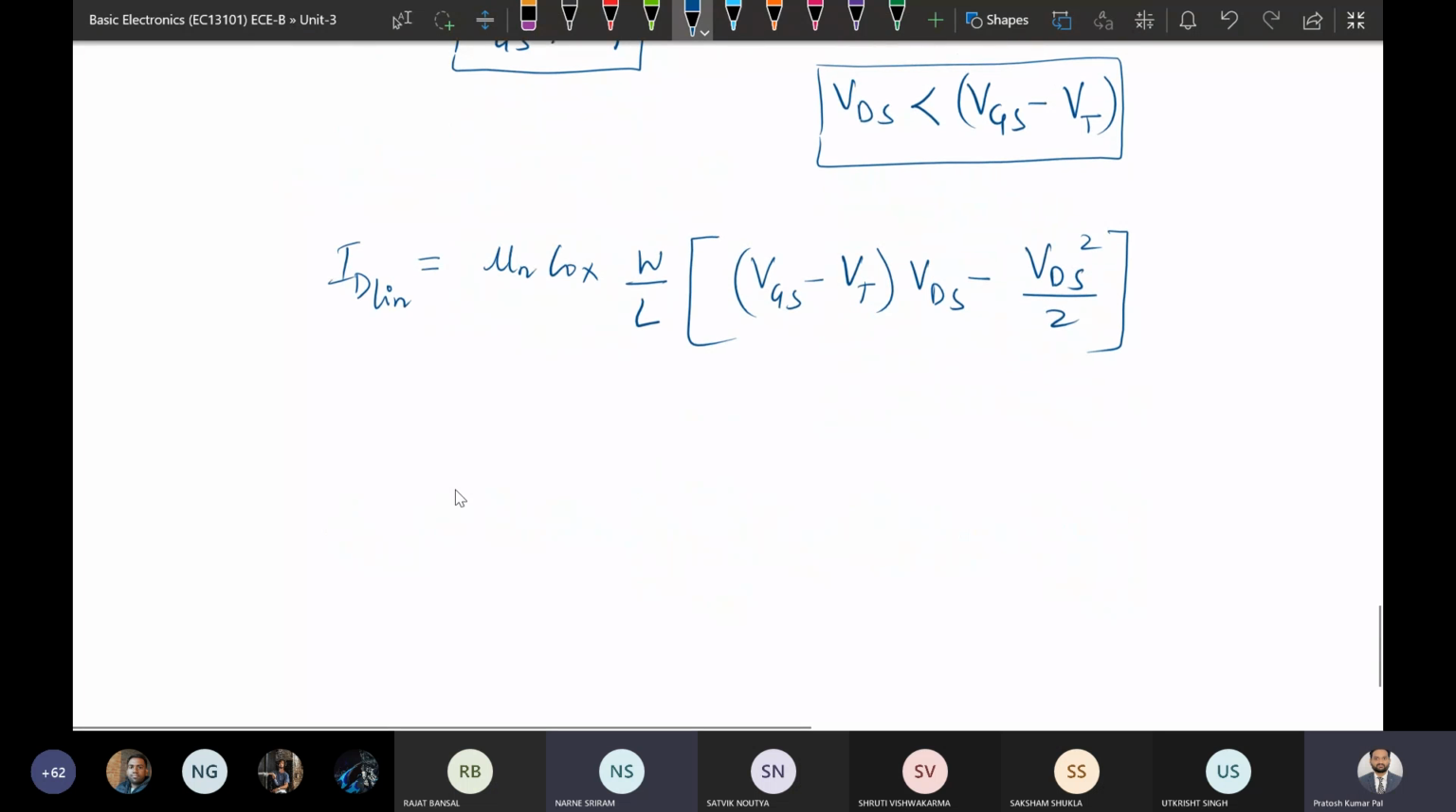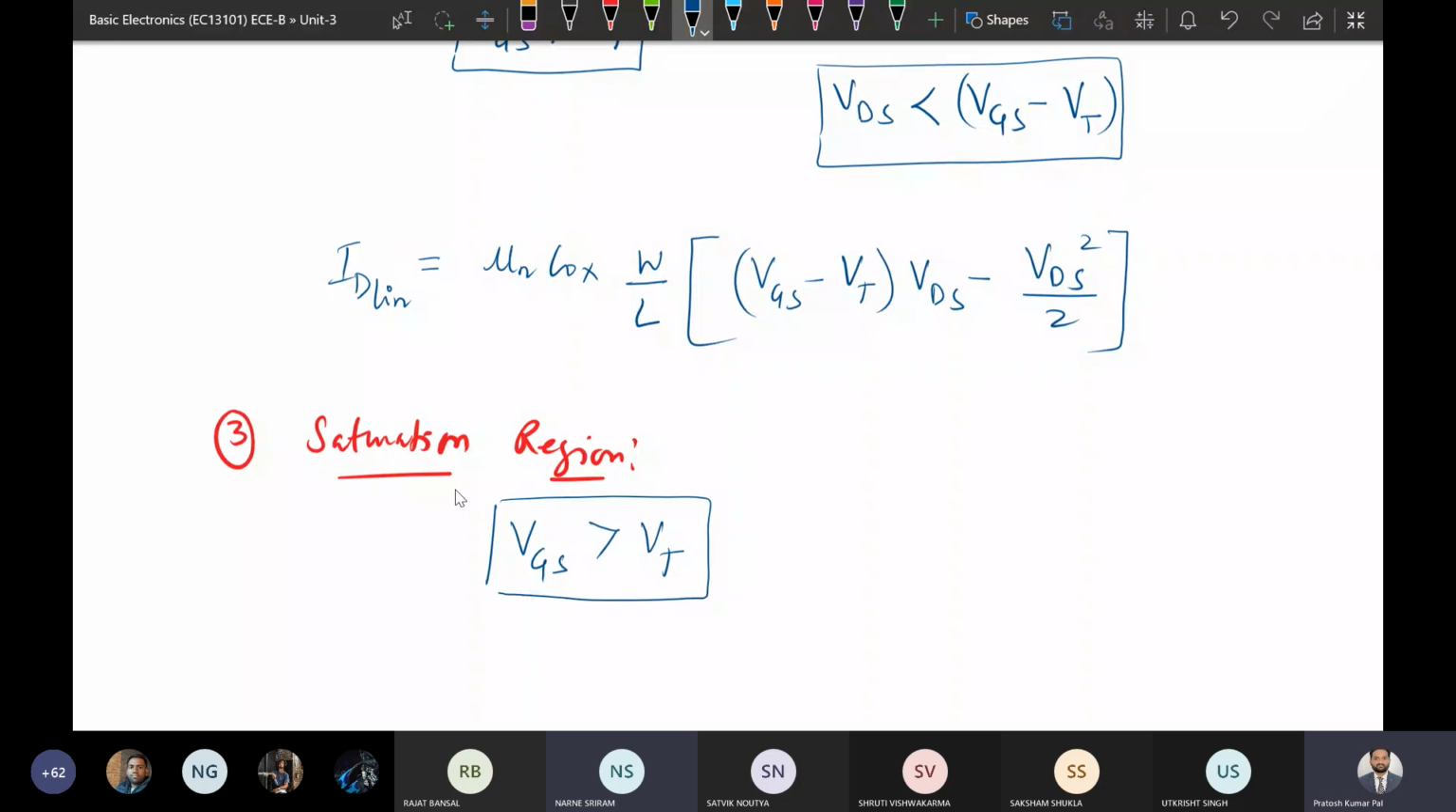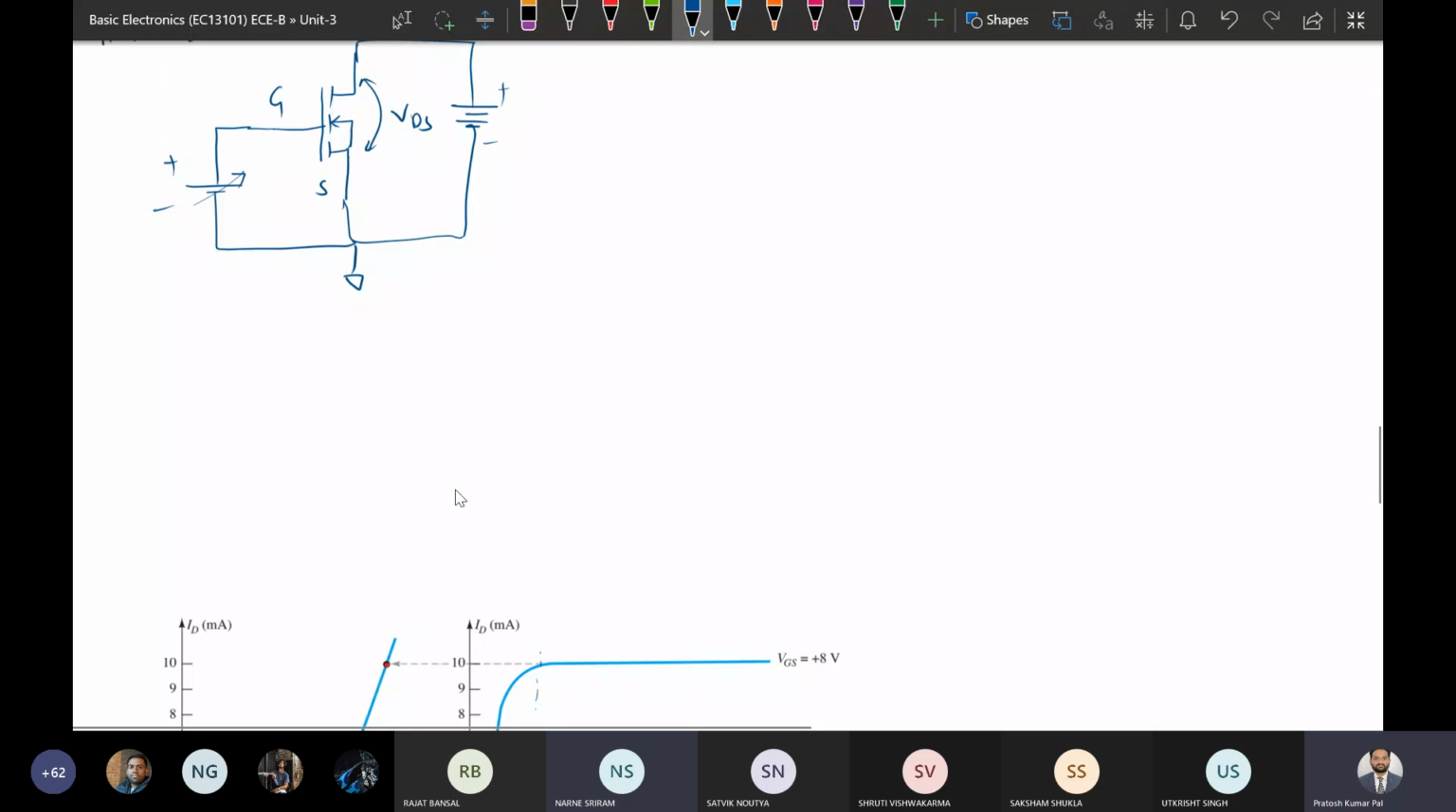Next we will see the saturation region. In the saturation region, first of all, what is the condition? The condition is VGS should be greater than VT. So the first condition is such that the channel has been formed and current conduction is taking place, and VGS greater than VT tells us the transistor is on.